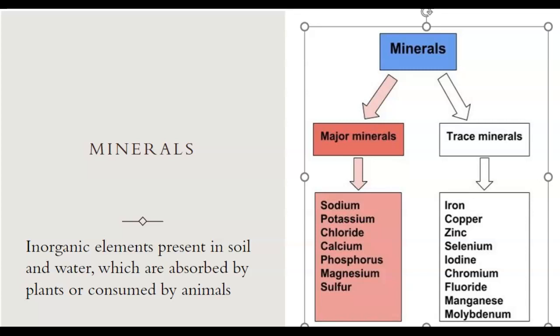Minerals, as opposed to vitamins, we need less minerals than we do vitamins in our body. But minerals are defined as an inorganic element that's present in soil and water, which are absorbed by plants and then consumed by animals. So we put minerals into two categories. There's major minerals and then there's trace minerals. Major minerals are sodium, potassium, chloride, calcium, phosphorus, magnesium, and sulfur. And then trace minerals are going to include iron, copper, zinc, selenium, iodine, chromium, fluoride, manganese, and molybdenum.